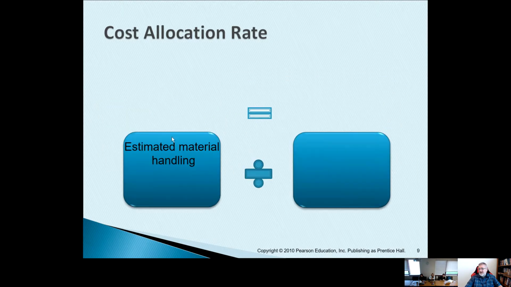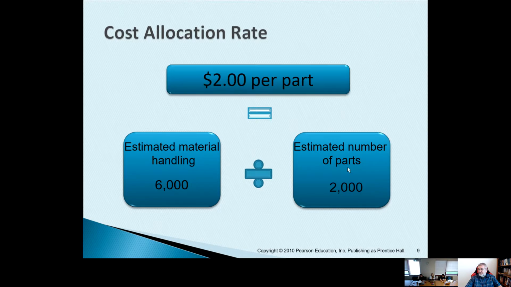So our cost allocation rate is the estimated material handling cost divided by the estimated parts. Let's go to the next slide. We estimate it's going to cost us $6,000 for the material handling, and we estimate that we're going to move 2,000 parts. So it's going to be $2 per part. Make sense? Kind of, sort of?